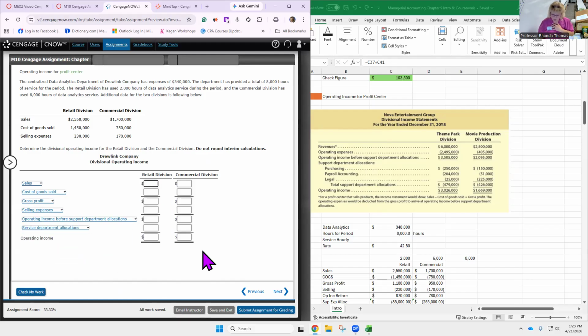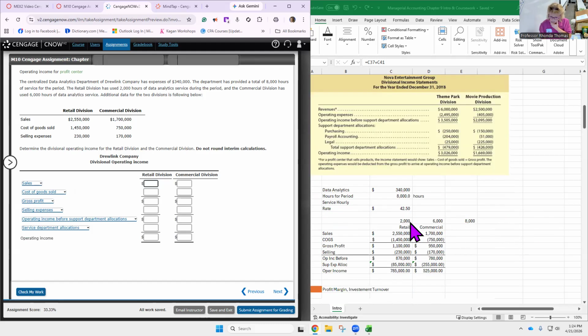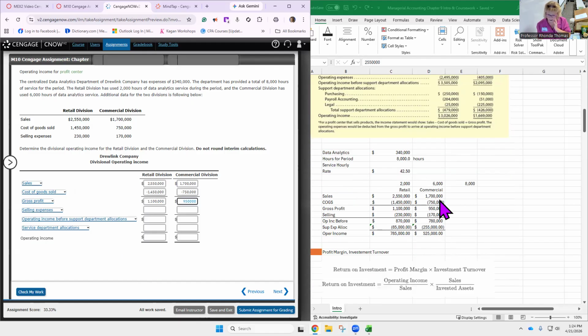Okay, so we're going to go through these. You just put in what the sales is, just what they say: 2,550,000 for the retail division and 1,700,000 for the commercial division. Cost of goods sold. Now this doesn't have cost of goods sold, but this one does. So we're going to go with what we have. And I am putting in negatives here. Okay, and then we have a gross profit: 1,100,000 and 950,000. And you can see me do this right here. So that's going to be my work paper for this.